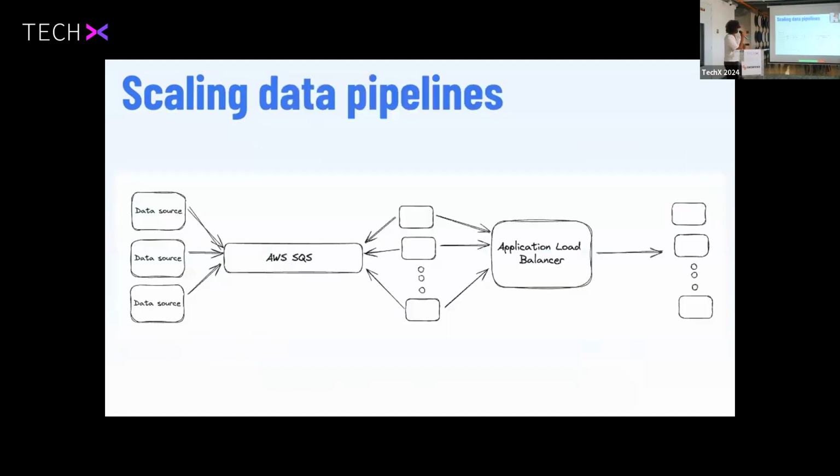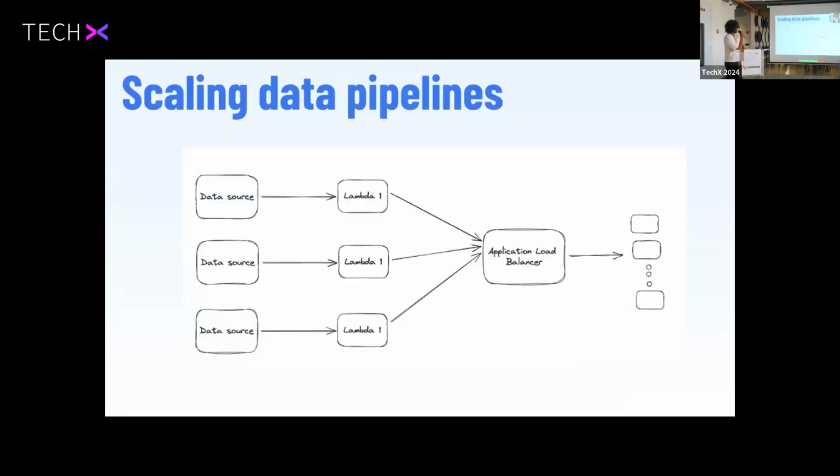So we'll just compare this architecture. This architecture has AWS SQS in between. The middle part is Lambdas. Then you have the application load balancer. Those are the EC2 instances. If you look over here, you have the data source, you have the Lambda, you have the application load balancer, and then the EC2 instances, only the SQS is missing in between.